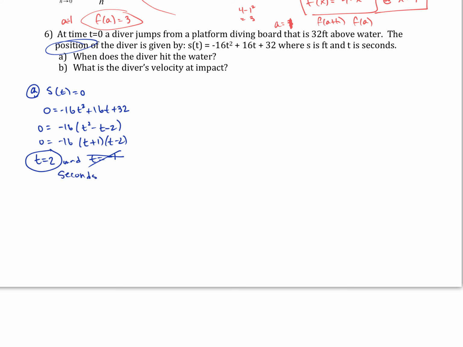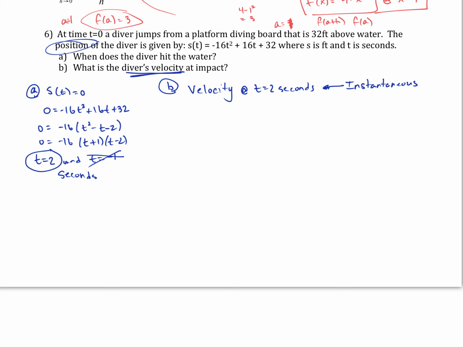All right, let's look at part B now. What is the diver's velocity at impact? So I need the velocity at t equals 2 seconds, because that's when he impacts the water. And guess what kind of velocity this is? This is an instantaneous velocity because I want it at a specific point in time.